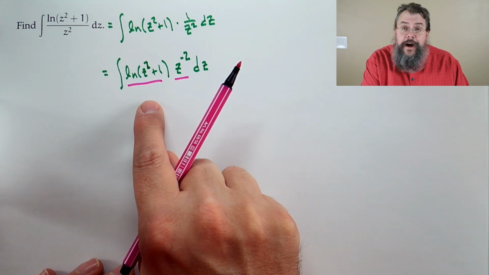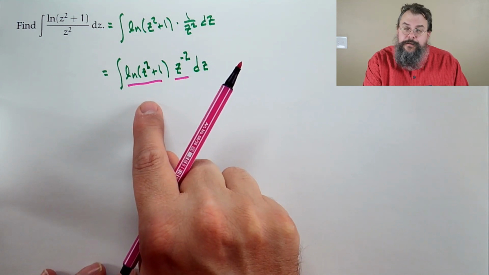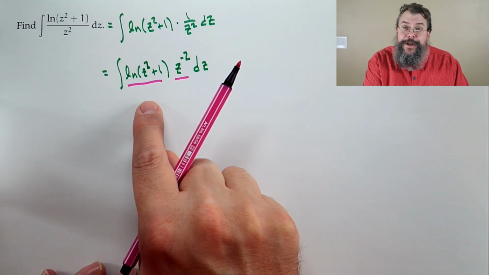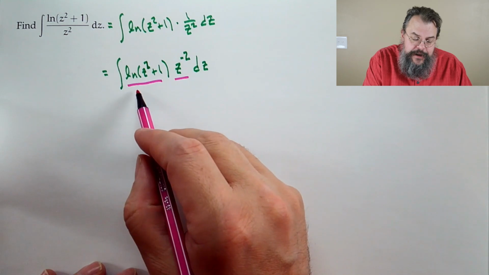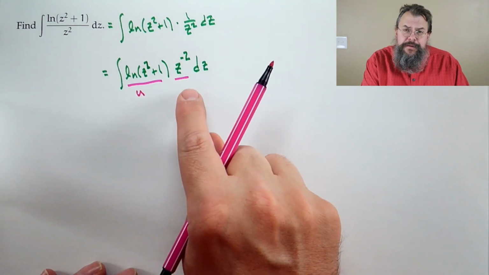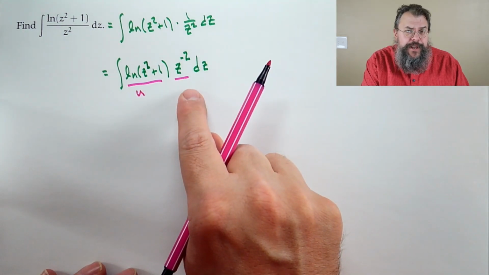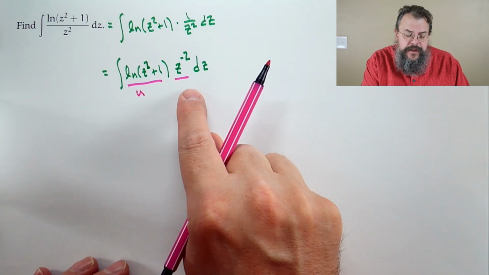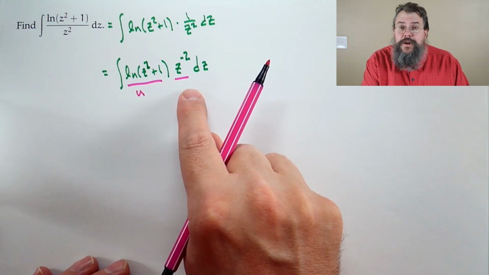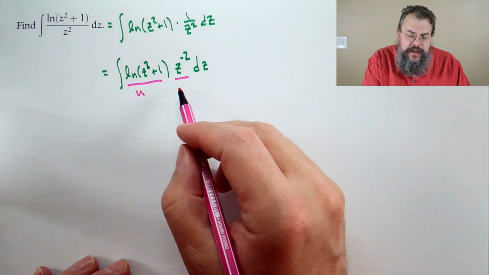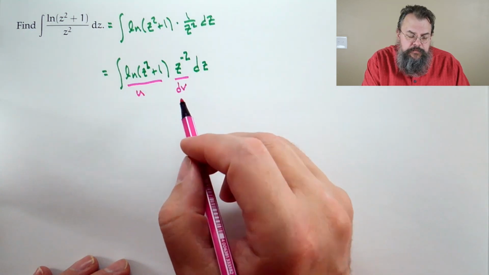And here I say, I have no idea how to integrate that. So we're like, probably should be the part we differentiate. So that's going to make this a u. We should come to the other part and say, are we okay with that? We say, well, look, that's z to a power. We know how to integrate z to a power. So yeah, that's fine. That can be the part that we integrate.